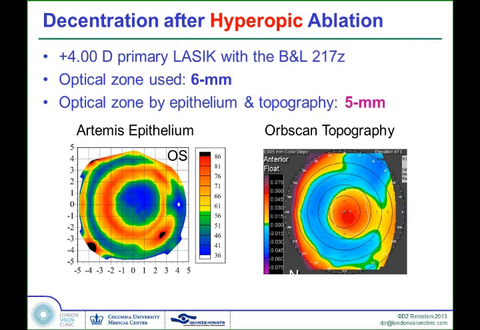Now, this is an example after hyperopic ablation. This patient was originally treated for +4 with a Bosch and Lomb laser with an optical zone of 6 mm. That's what the surgeon had aimed for. We measured the size of the optical zone looking at the Artemis epithelial map and the topography. And you can see that the achieved optical zone was actually only 5 mm. You can see it on the Orbscan and the Artemis map here.